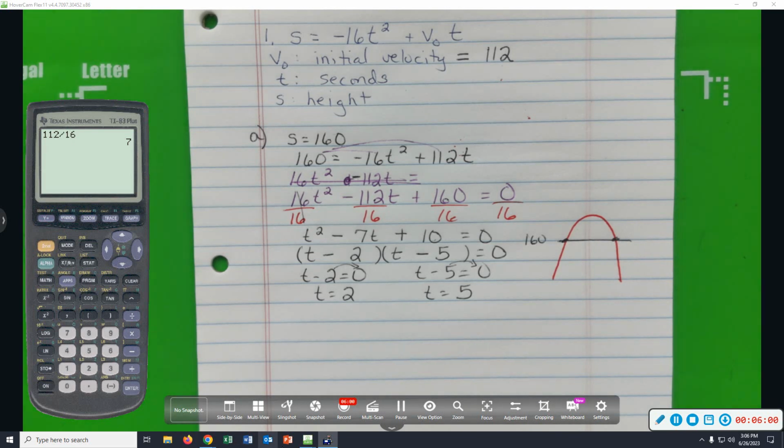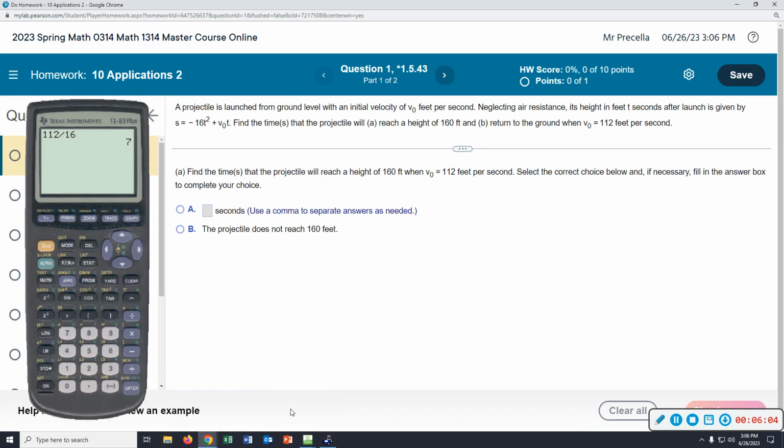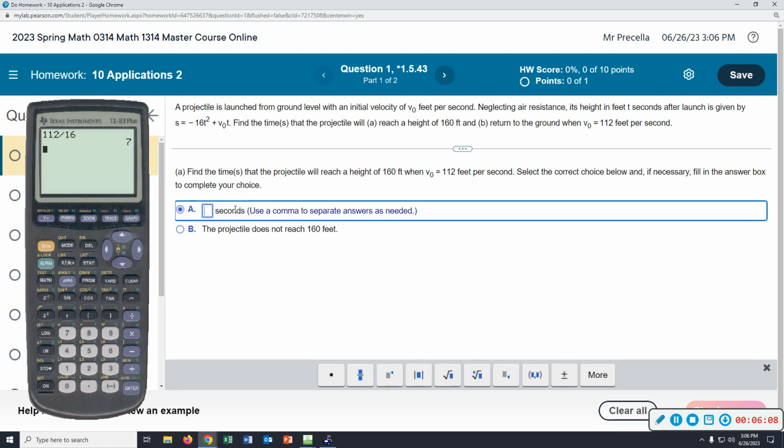So hold on, let me switch over here. I need to type in the answer. Let's see, there it is. So it's after 2 seconds and 5 seconds. Notice this says use a comma to separate your answers.